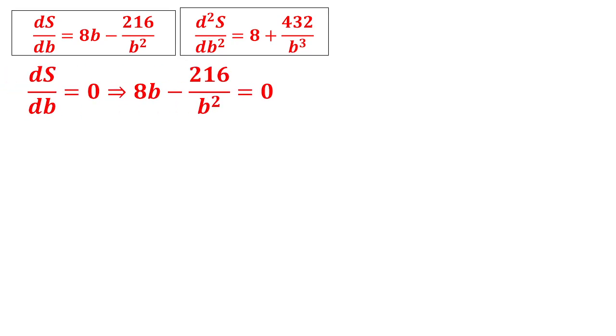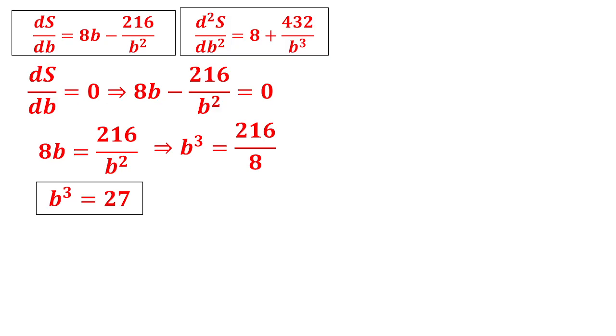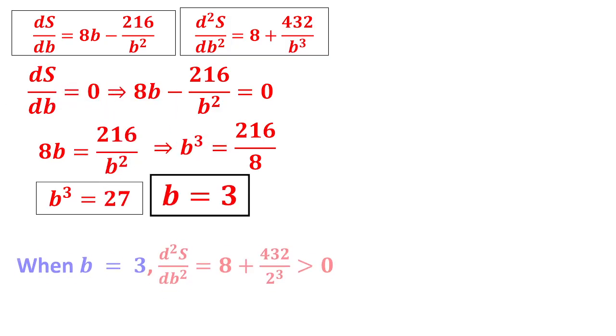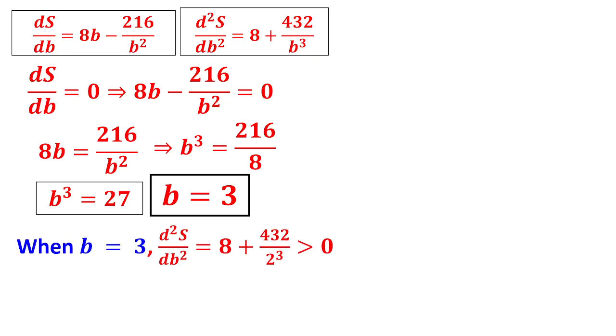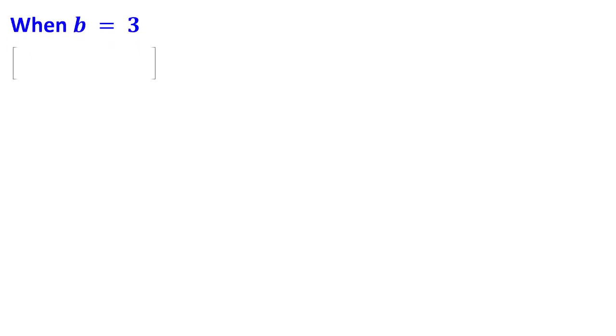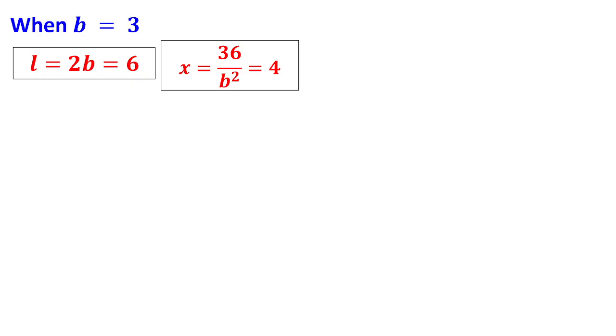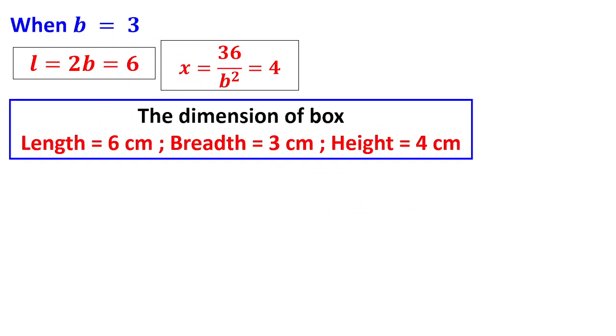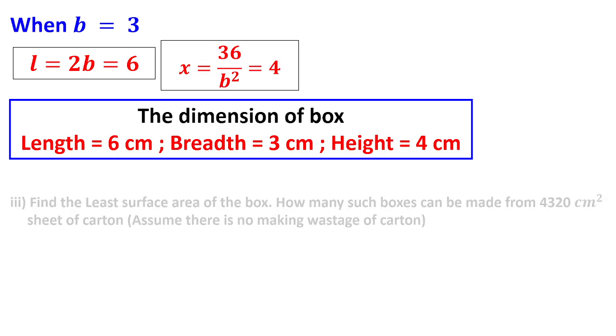Now let us equate the first derivative to 0. You will get B cube is equal to 27. Therefore, B is equal to 3. When B is equal to 3, what happens? Second derivative is greater than 0. Therefore, surface area will be minimum when breadth is equal to 3. When B is equal to 3, let us find what is L. It is 6. X is 4. Therefore, the dimensions are length 6, breadth 3 and height 4.